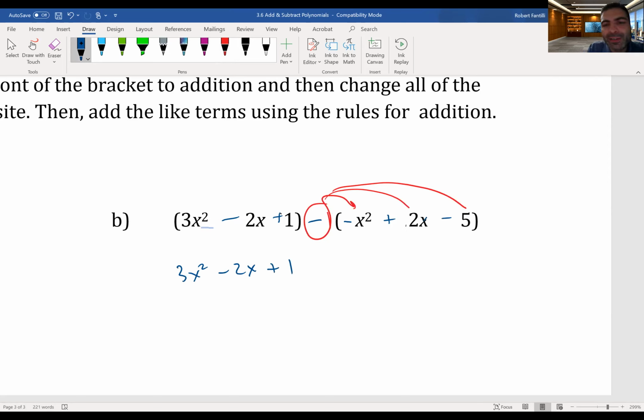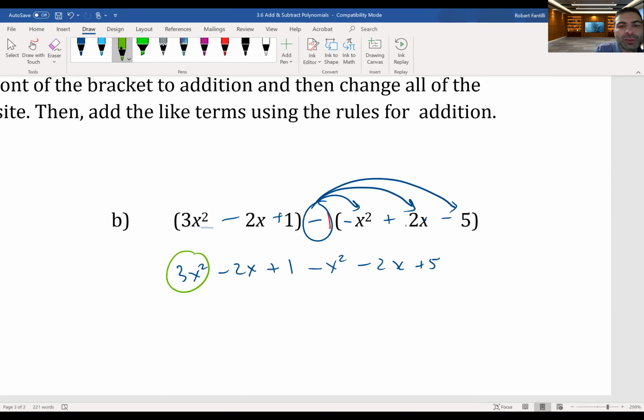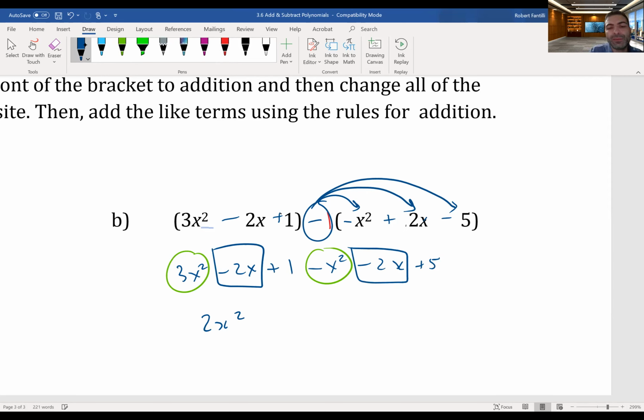And then we're going to have negative, right? Here we have negative 1 times x squared, negative x squared. Negative 1 times positive 2x, negative 2x. Negative 1 times negative 5, positive 5. Now we collect like terms. 3x squared minus x squared is 2x squared. Negative 2x plus another negative 2x is negative 4x. And then positive 1, positive 5 is plus 6 altogether.